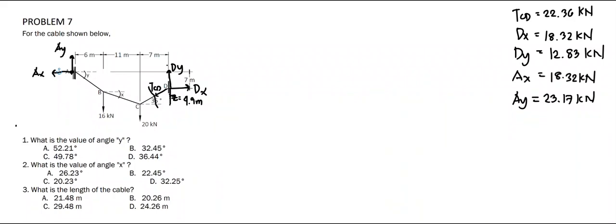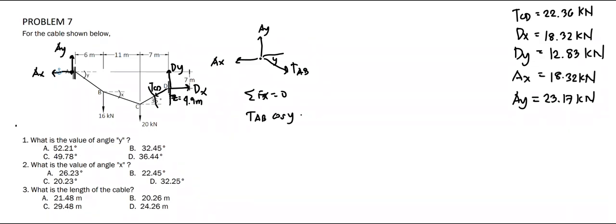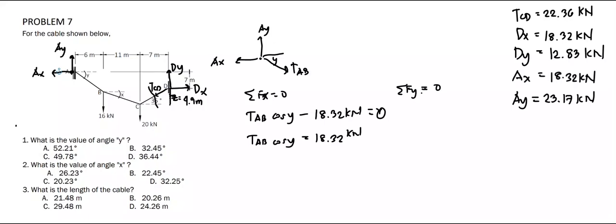We're going to solve for the value of angle y by considering point A. So at point A, we have force AY, AX, and tension AB. This is the angle that we are interested in solving. By taking summation force horizontal equal to 0, we have tension AB cosine of y minus AX, which is 18.32 kilonewtons, equal to 0. So tension AB cos y must equal 18.32 kilonewtons. And taking summation force vertical equal to 0, we have negative tension AB sine of y plus AY, that is 23.17 kilonewtons, must equal 0, or tension AB sine y is equal to 23.17 kilonewtons.